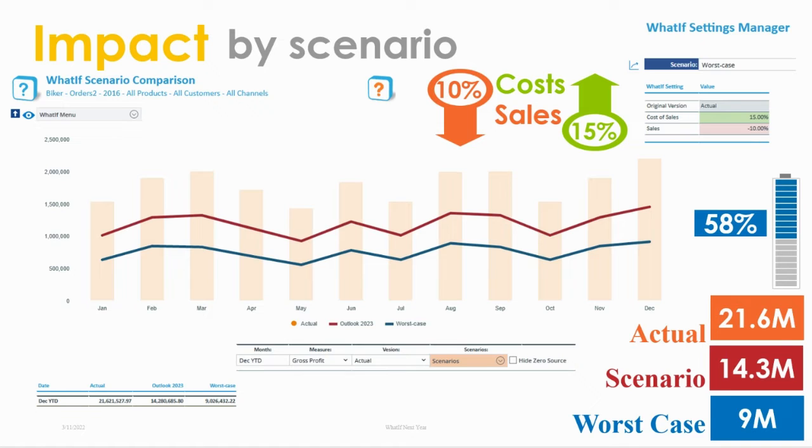And by the end of the year, our worst case only produces 9 million in profit. This is an additional 5 million shrinkage and represents about a 60% loss in profit compared to actuals. Remember, this is only from a 10% decrease in sales and a 15% increase in costs.